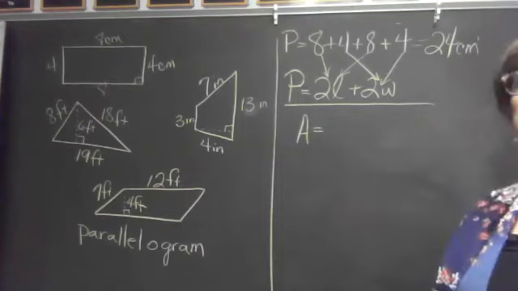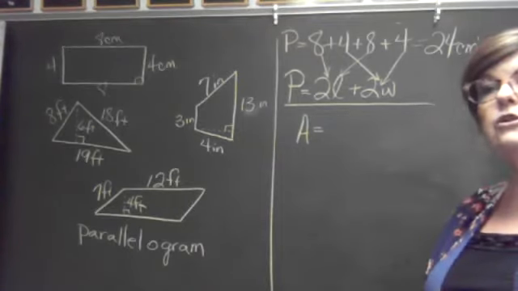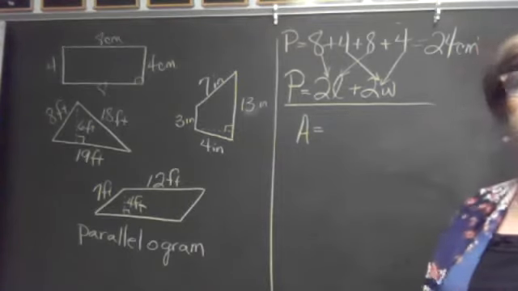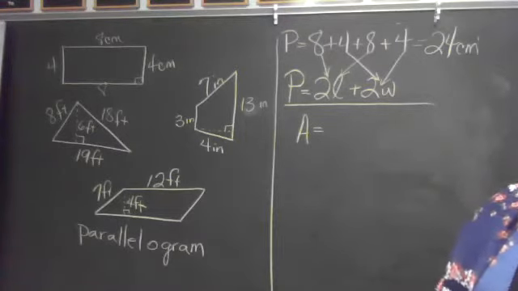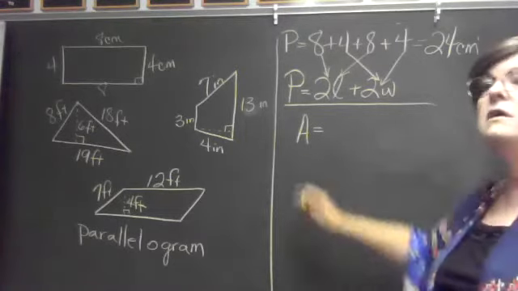So you look on your chart and find the area. It should be close to the top. Look on your formula chart. Area, and then find the rectangle. And it says area equals what?